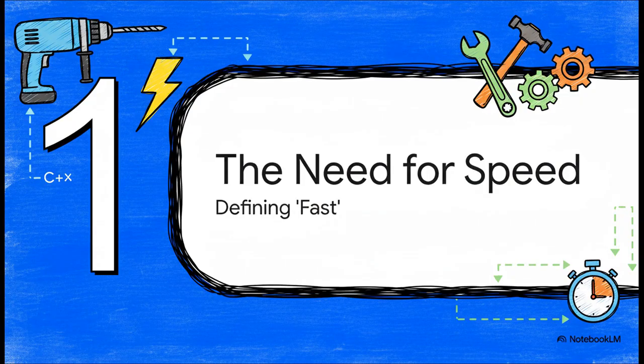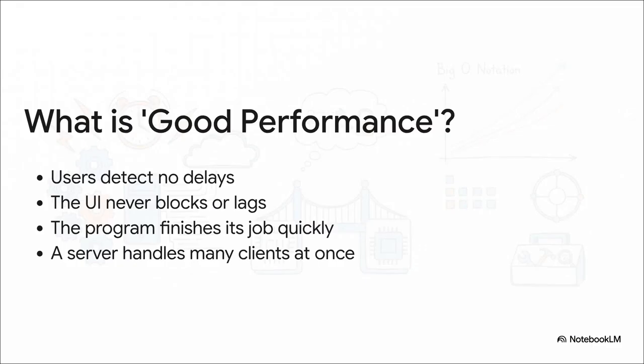Okay, first things first. We have to figure out what fast even means. It sounds super simple, but honestly, performance isn't just one thing. It's a totally different beast depending on what your application is actually trying to do. Good performance could mean a user interface that's so smooth, the user never even thinks about waiting. Or it could be about a heavy-duty calculation finishing in seconds instead of dragging on for minutes. And for a server, it might mean handling thousands of connections at once without even breaking a sweat. So the most important first step is always to define what fast really means for your goal.